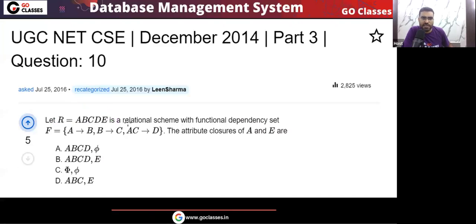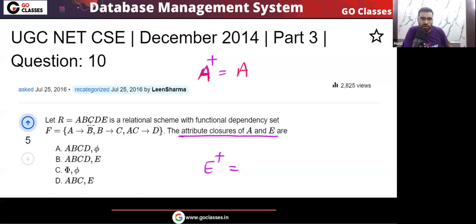Let's solve this UGC NET December 2014 question. Relation R(ABCDE) is a relation schema with a set of functional dependencies. The question asks for the attribute closure of A and E. What is the closure of A? What is the closure of E? Let's find out. A can determine A by the reflexive property. We know that any attribute can determine itself by the reflexive property.